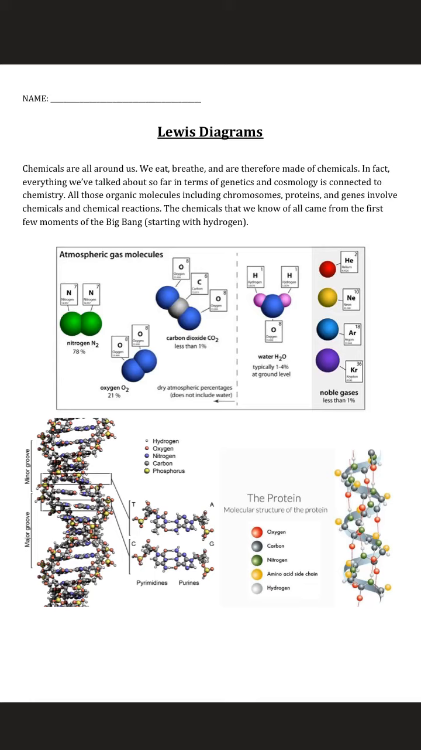Hello again. This time we're going to go over some Lewis diagrams, which is another way of creating the structure of a compound and illustrating the valence electrons instead of all the electrons like you guys did in Bohr diagrams. So this should be a little bit more simplified than what you're used to for Bohr diagrams.